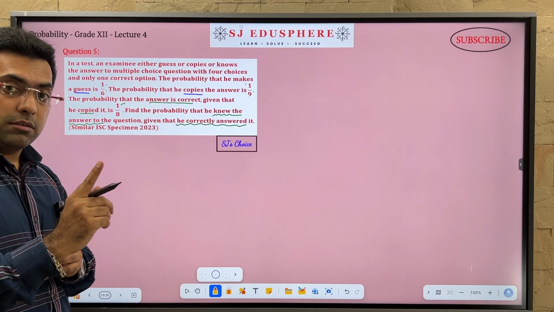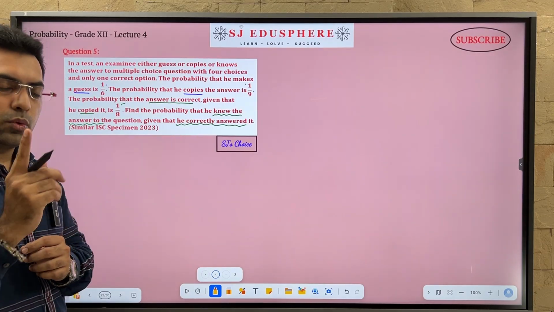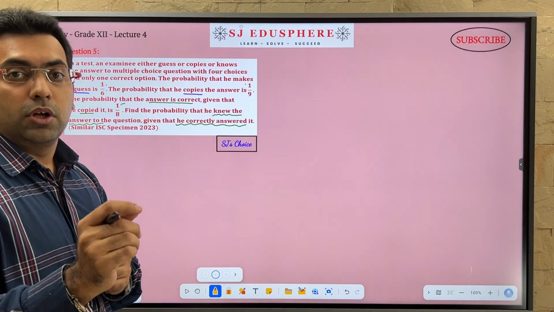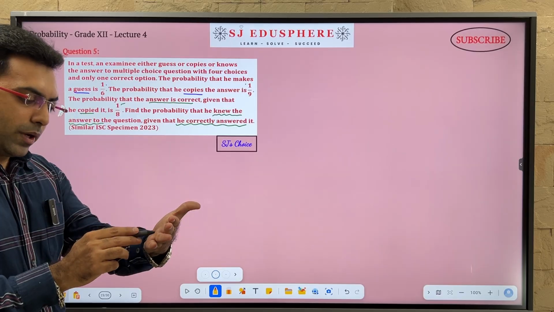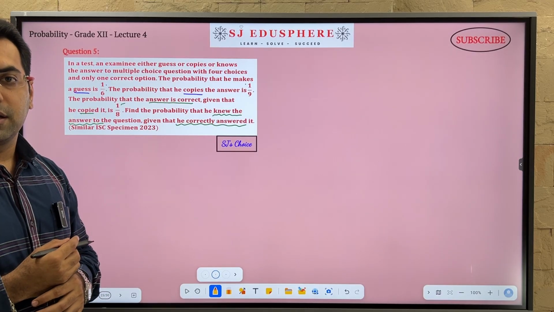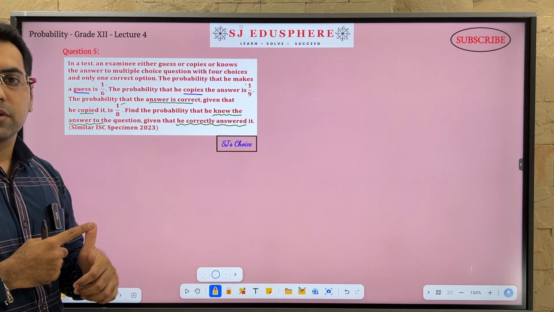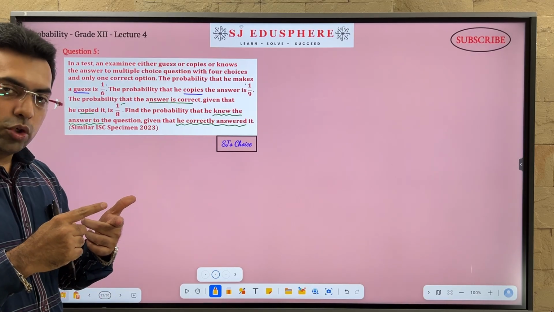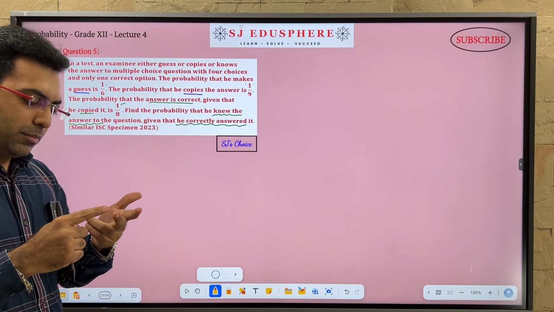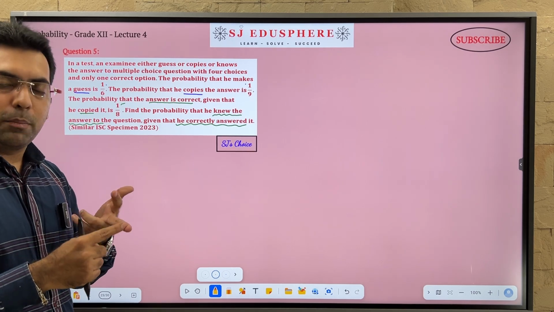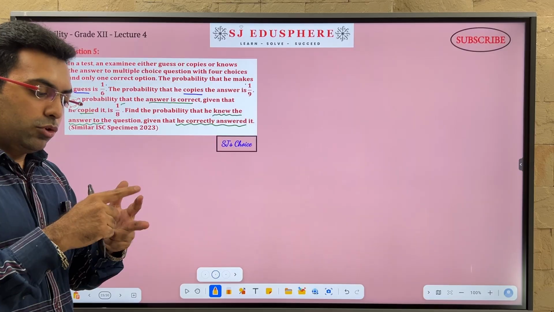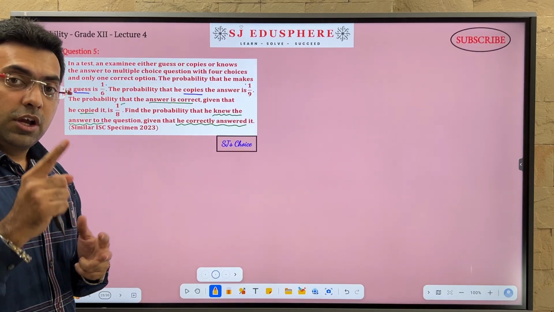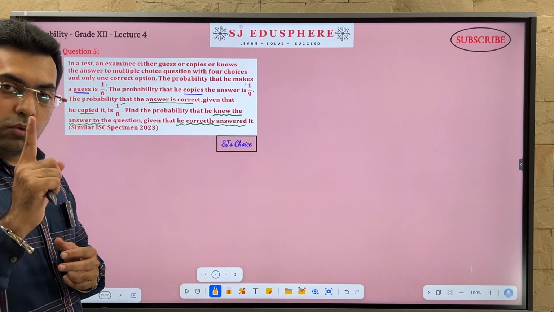What was a hint? A hint for E1, E2, En is step number 1. Imagine yourself, you are looking at a question. You look at an MCQ question, what is the possibility? Best option, you know the answer. Option number 2, you will guess the answer. Option number 3, you should not, but you will end up copying the answer. These are your 3 possibilities. And these are your mutually exclusive and exhaustive, which should add to 1.